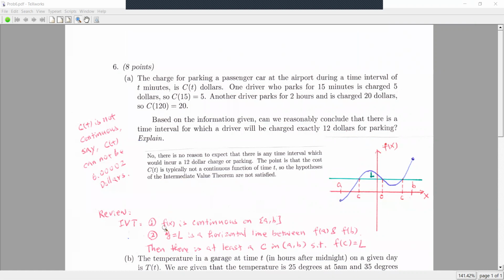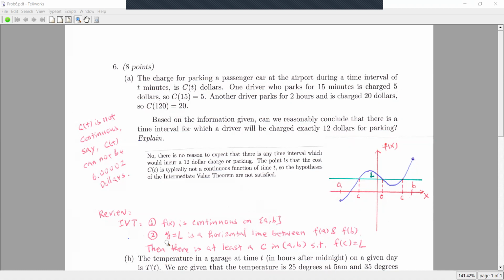Number 1, the function f is continuous on the closed interval [a, b]. The graph of the function is continuous: no jump, no break. Number 2, L is a horizontal line that lies between the function values at the two endpoints a and b. This green line is the horizontal line L. This line is between the function value at a and the function value at b.